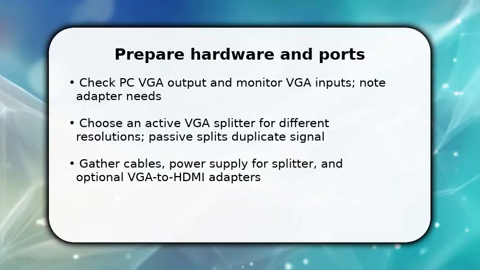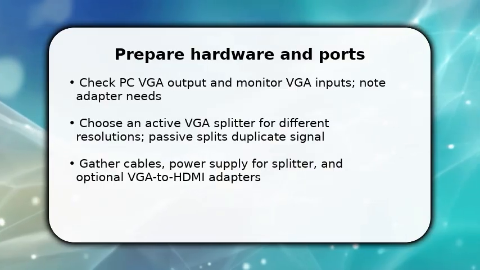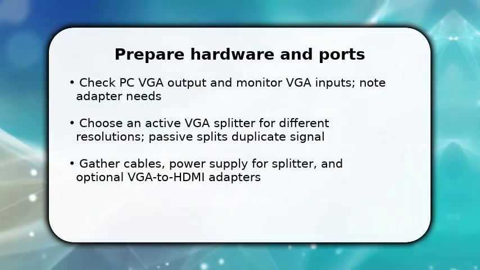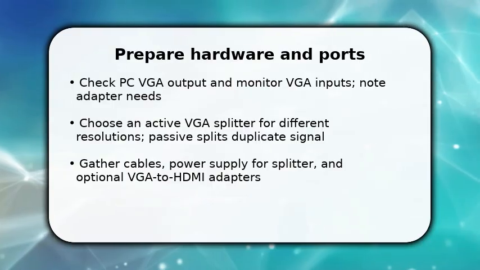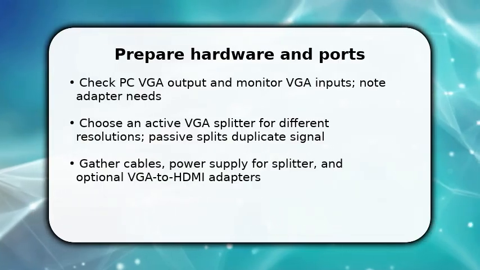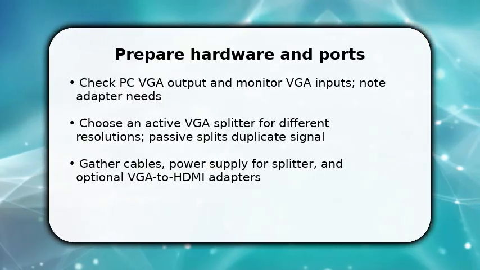Enjoy the video. You begin by confirming ports and hardware so nothing surprises you mid-setup. Unplug devices and identify the VGA output on your PC and the VGA input on each monitor. If a monitor lacks VGA, get an adapter. Once done, decide between passive and active splitters. You want an active splitter for independent resolution handling.